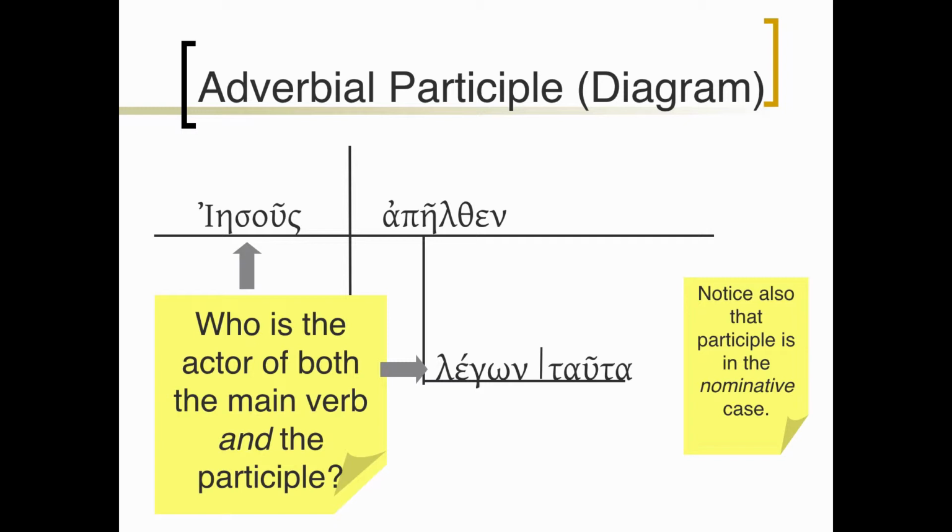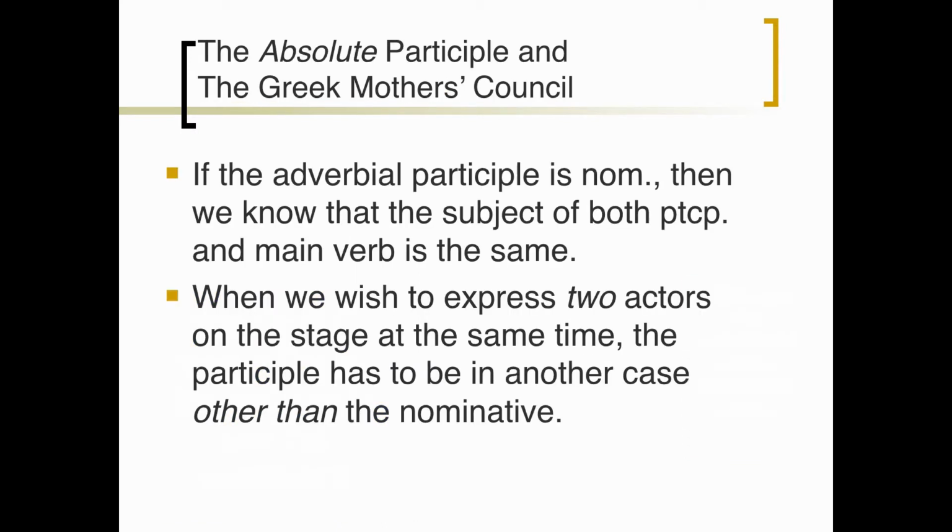So, Jesus apelthen legon tauta. Jesus is both departing and saying. That's how a normal adverbial participle will function. Most adverbial participles are going to be nominative because they go back and modify the subject of the verb. So when the adverbial participle is nominative, we know that the subject of both the participle and the main verb are the same.